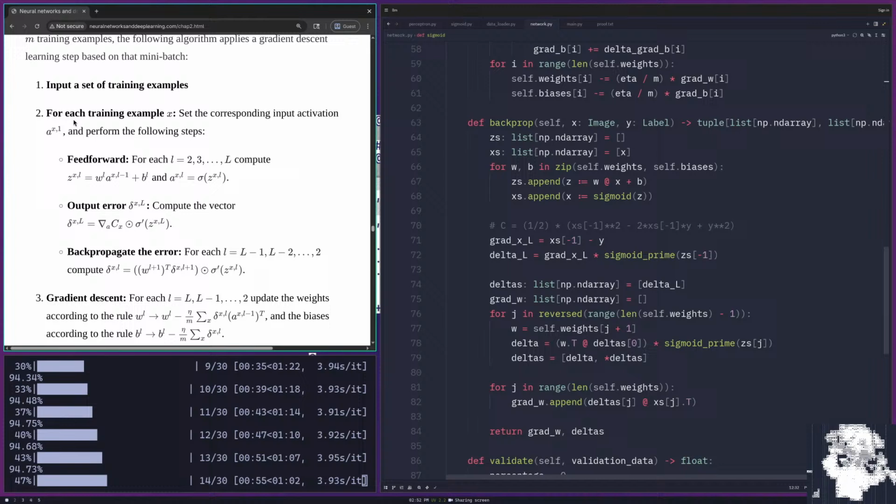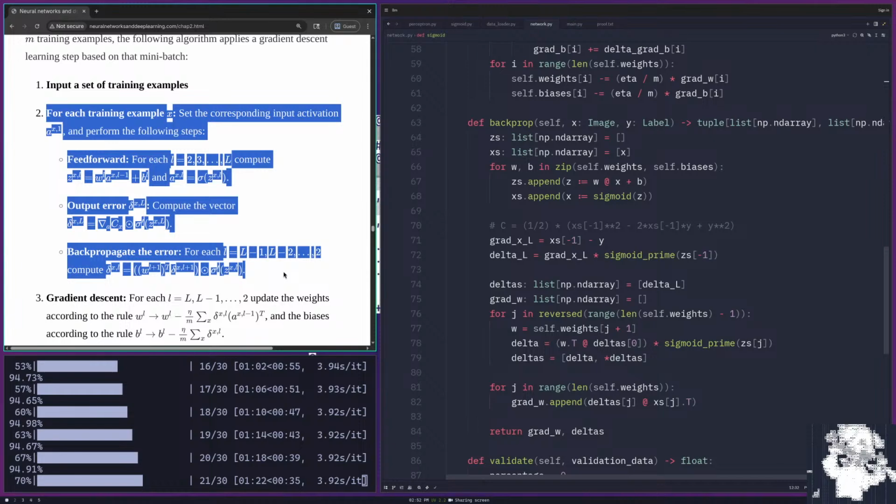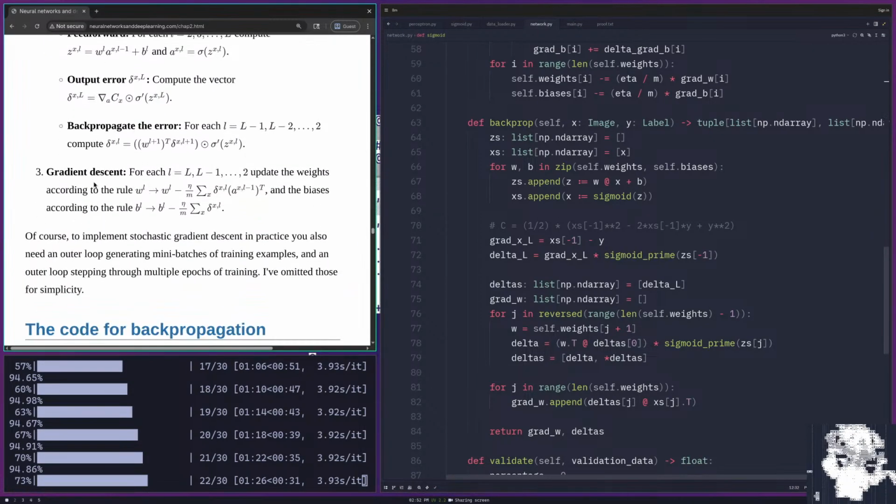Input a set of training examples. For each training example x, set the corresponding input activation a^{x,1} and perform the following steps. Feed forward. For each l equals 2, 3, up to L, compute z^{x,l} equals w times a plus b, and a equals sigmoid of z. Output error. This is just describing backpropagation. Backpropagate the error. 3, gradient descent.